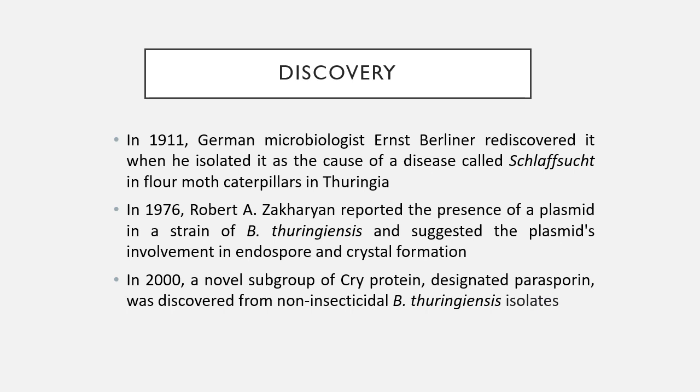In 1976, Robert A. Zakharian reported the presence of a plasmid in a strain of Bacillus thuringiensis and suggested the plasmid's involvement in endospore and crystal formation. We see about these toxins in the upcoming slides. As of now, you remember in 1976, Zakharian reported the presence of a plasmid in a strain. Then in 2000, a novel subgroup of Cry protein, which we are going to see in the upcoming slides, was designated the parasporin, which was discovered from the non-insecticidal Bacillus thuringiensis isolates.